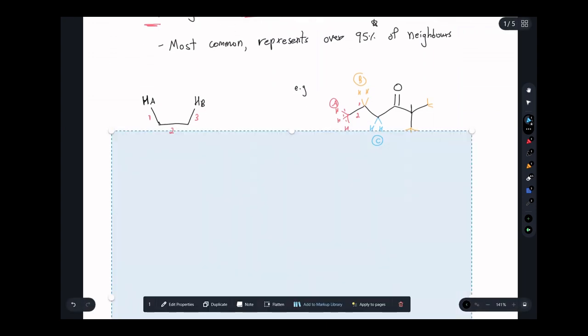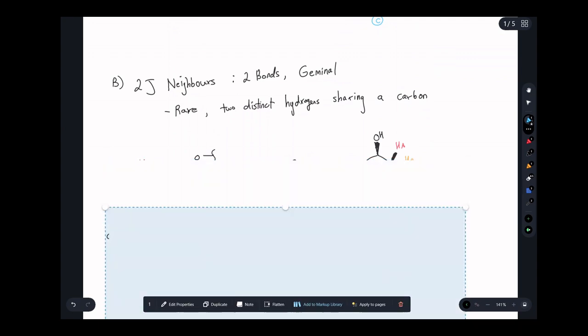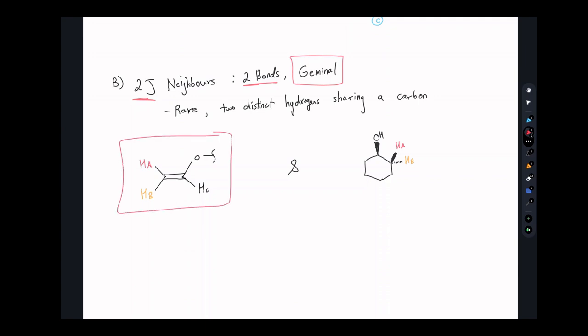Now, the less common, more difficult types of neighbors that you may run into are 2J neighbors. So 2J neighbors are defined by being 2 bonds apart. So they're kind of close. They're neighbors that are living in your upstairs attic instead of your next door. And we call these geminal, or geminal coupling. They're quite rare, and they exist in some scenarios we've already talked about, which is when 2 distinct hydrogens share a carbon. Remember that this can happen when rotation is restricted. For example, in this case of this alkene, and in this case of this ring. Both are rotationally locked systems.